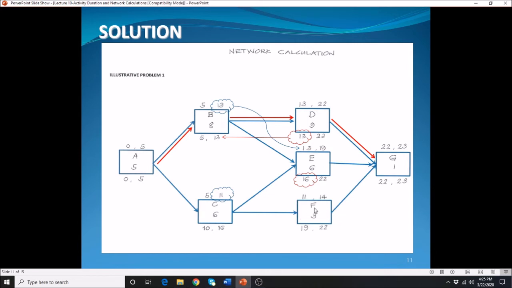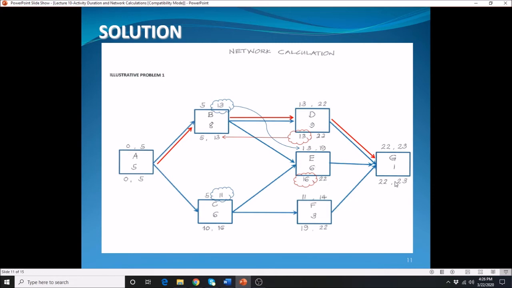Move on to your F. It is preceded by activity C. So you just need to carry over the early finish of the previous activity, because your F is only coming from your C. It's only one, unlike your E, which is coming from two different activities. And again, you can only solve the forward and the backward one at a time. You need to complete first the forward before you move on to the bottom part, which is the backward calculations.